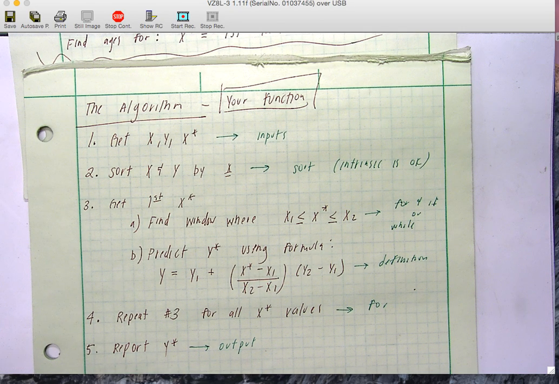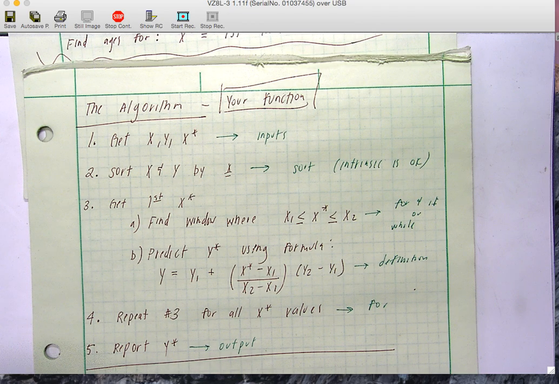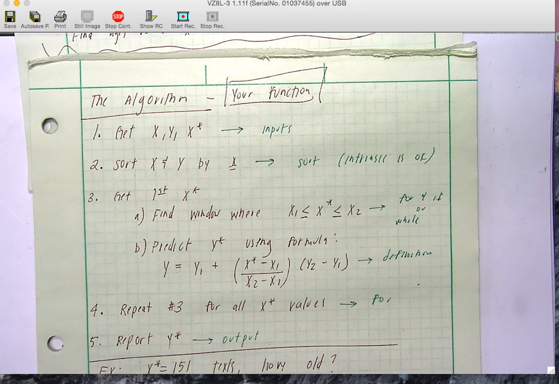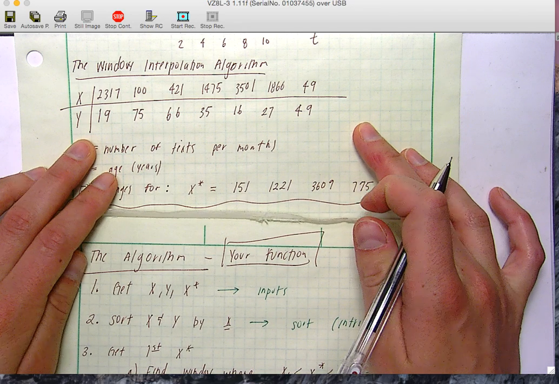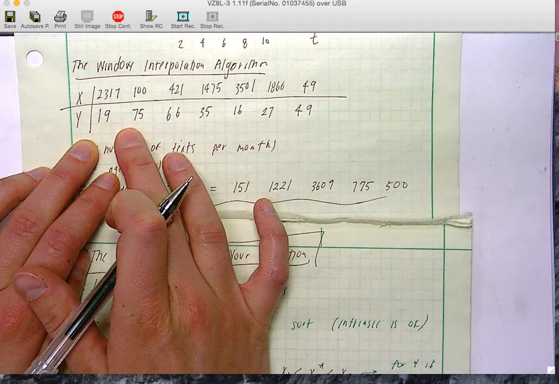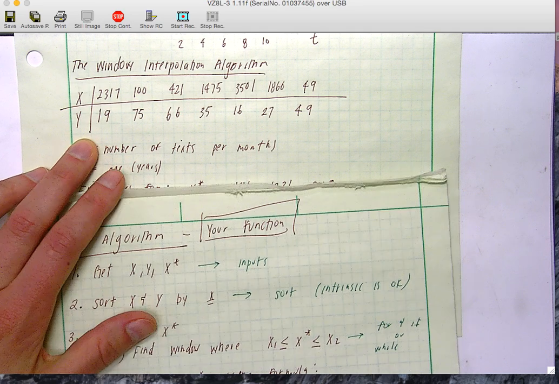So let's just try this with a couple examples to see if we can go through and actually run through the algorithm. So let's start with the first x star value, which was 151. And we want to find the associated y star value. So the first thing we need to do is go up here, and we have our x, y, and x star, so this needs to be sorted, right? So we'll just do that by hand really quick.